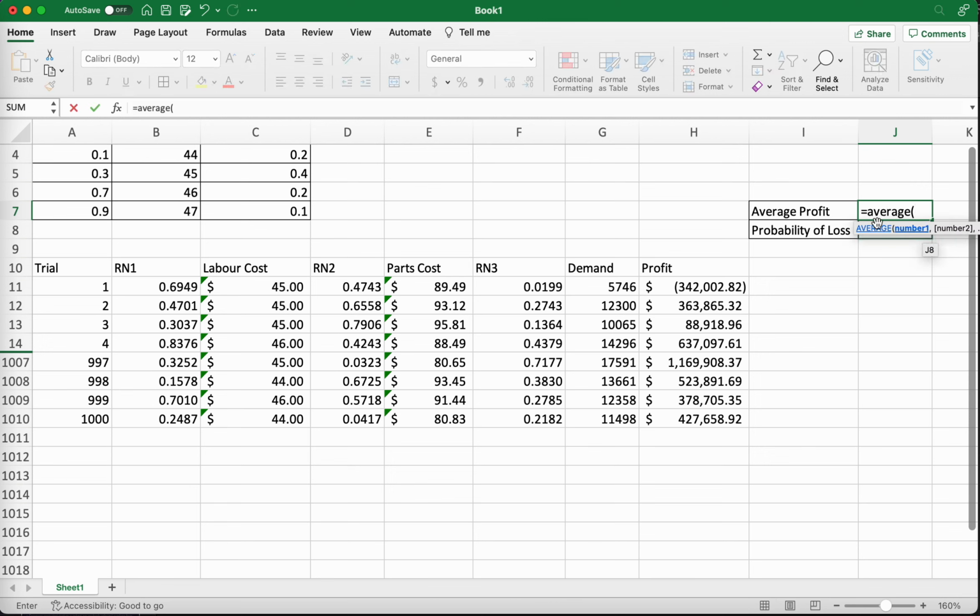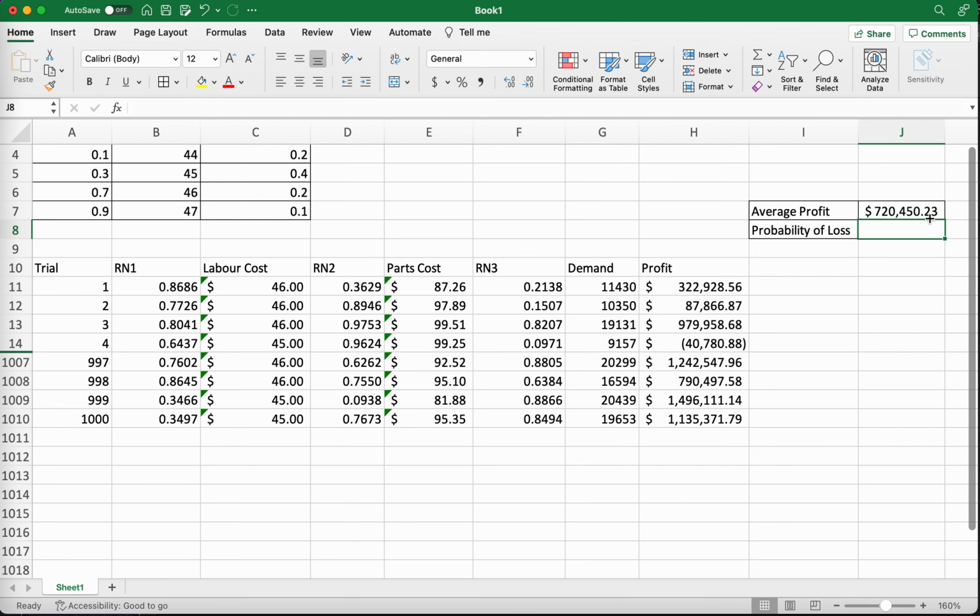Let's say the average values, because I want to find the average profit of all of these numbers. Because I have hidden these rows, when I choose this, it'll choose all the rows, including the hidden ones. And that's my average profit, $720,000 on average. And then the probability of loss. Now, this is an important piece.